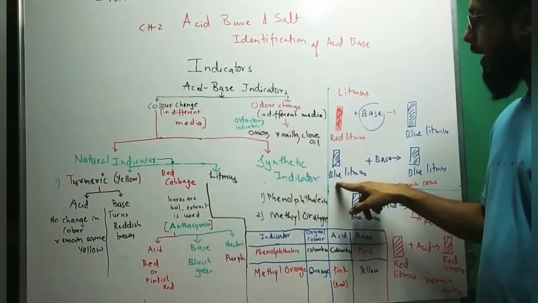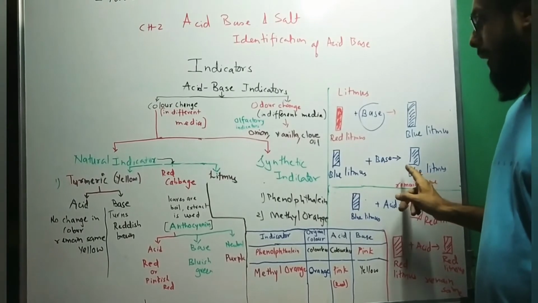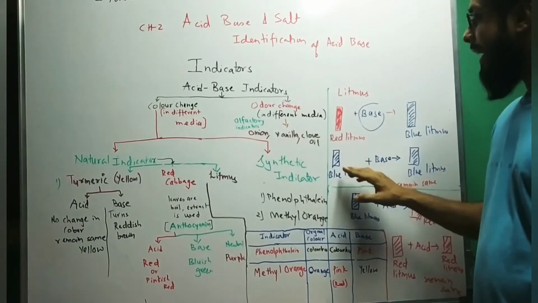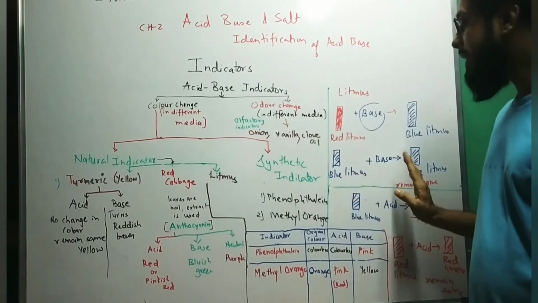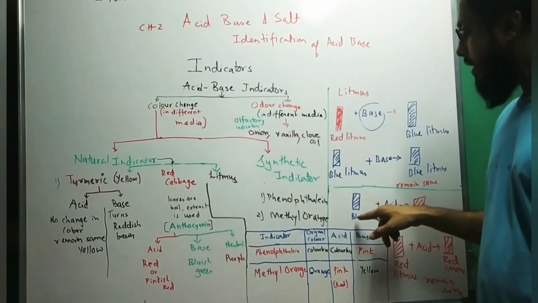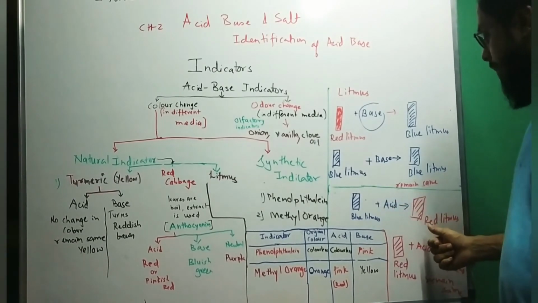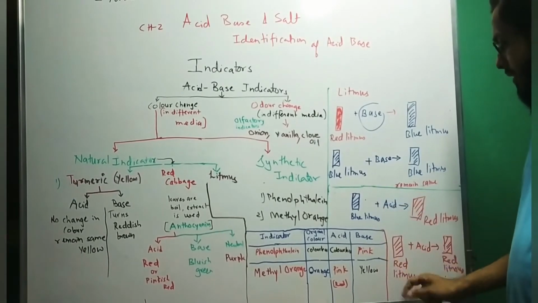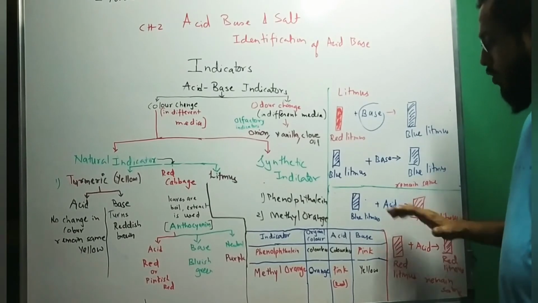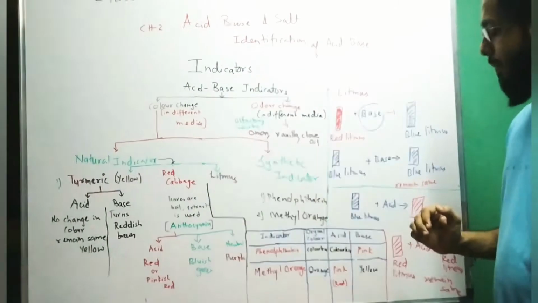And if you add a base to blue litmus, it remains the same. So a base only changes red litmus to blue litmus. It does not have any effect on blue; blue remains blue in color. Now let's talk about blue litmus. If blue litmus is mixed with acid, it will turn red. And if red litmus is used with acid, the color remains the same. So this was about the identification of acid or base with the help of litmus paper.